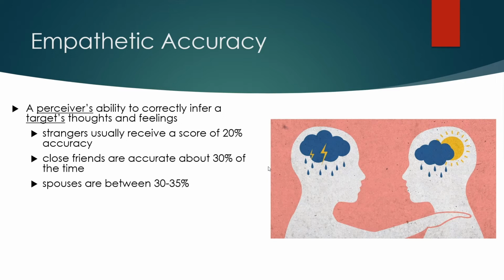So empathic accuracy is the idea that the perceiver, so me, is able to correctly infer the target's, someone else's, thoughts and feelings. How well can we guess what they're feeling and what they're thinking? And you see some idea here. So we can do this. We're not perfect at it, right? So strangers usually have a score of about 20% when they're looking at what someone they've never met is feeling or thinking. When we change that to a close friend instead of a stranger, you get a little bit of a boost in accuracy. They're right about a third of the time, but it's not perfect.